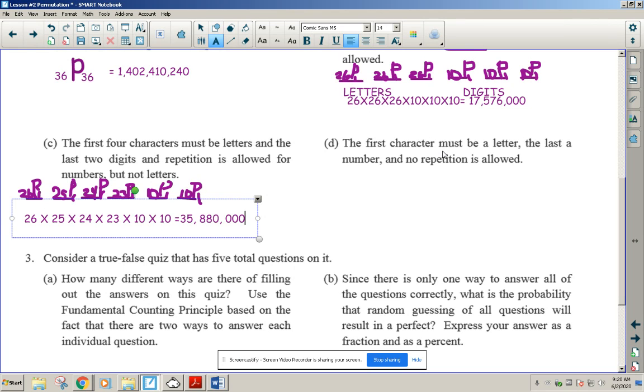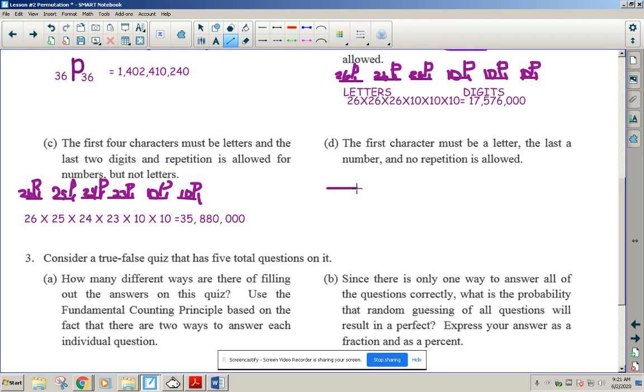Now here, the first character must be a letter and the last must be a number with no repetition. So now they only put a condition on the first, which I'm going to do right away. The first one says out of 26, I must pick one. Then I have the second and the third and the fourth and the fifth, and now I'm at the sixth where I have 10, and I must pick one.